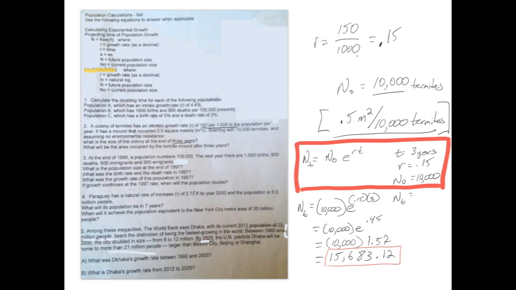Well, this is just dimensional analysis. It goes back to dimensional analysis over and over again. Let's go ahead and do it up here. If I take what I've been given, please note that I was a little lax. I didn't put the unit termite here. These are 10,000 termites. 1.57 has no units, but 10,000 is 10,000 termites. So when I multiply them, it's 15,683.12 termites.